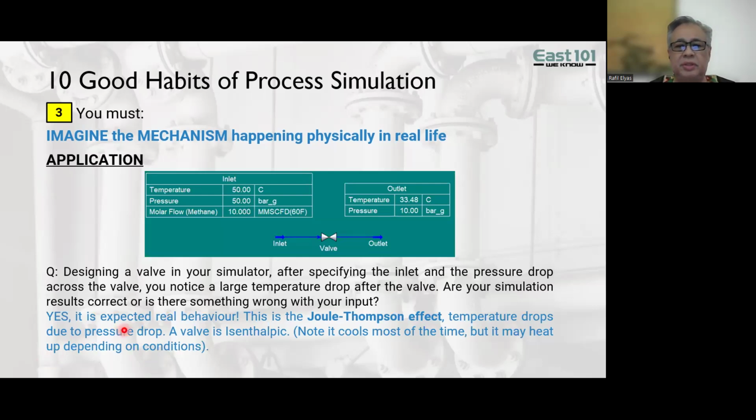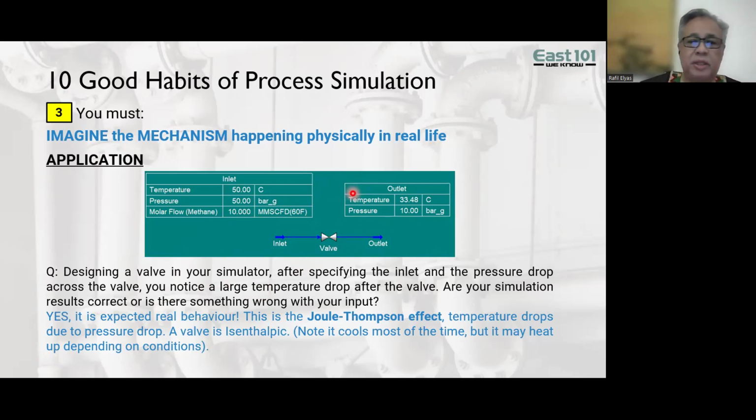So here's an example. Let's say I have a simulation model over here. I've got an inlet stream, and I've got a valve or some piping. I run some fluid through, and I notice that I've got a pressure drop, and accompanying the pressure drop, I see a temperature drop as well. If I'm doing a heat and material balance, I might wonder, why is there a temperature drop over there? I don't have a heater or cooler.